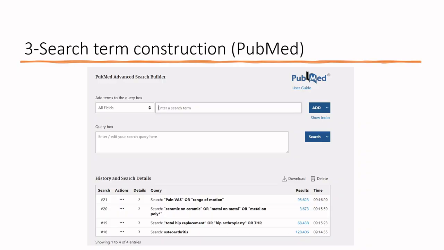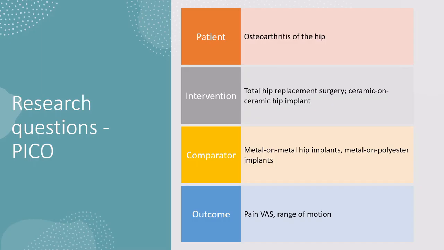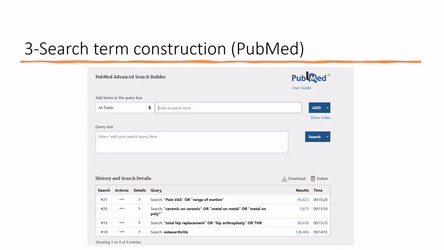The next step, of course, is stage 3, which is the actual search terms. What we've got here is a series of screen grabs just doing an example search on PubMed. If you look towards the bottom, you can see that I've punched in the different searches based on the PICO research questions. So we had osteoarthritis of the hip. Well, if you look at search 18 there, the search is just osteoarthritis, which as you'd expect produces a lot of results. I didn't put hip there because we have the word hip in search 19, total hip replacement, or hip arthroplasty, which is another term for hip replacement. And THR is just a compression of total hip replacement.